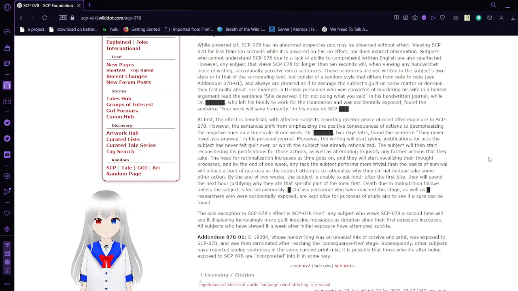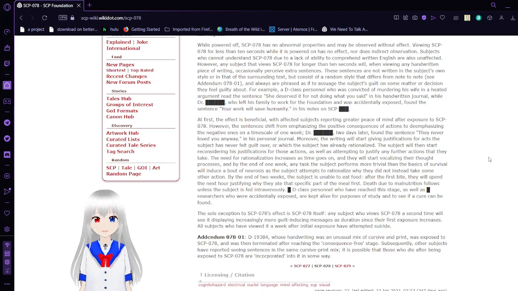By the end of 1 week, any task the subject performs, even those trivial or basic to survival, will include a bout of neurosis as the subject attempts to rationalize why they did not instead take some other action. By the end of 2 weeks, the subject is unable to eat food. After the first bite, they will spend the next hour justifying why they ate that specific part of the meal first. Death due to malnutrition follows unless the subject is fed intravenously.